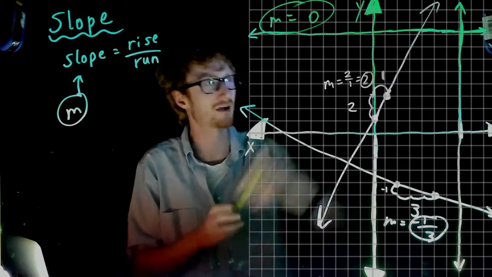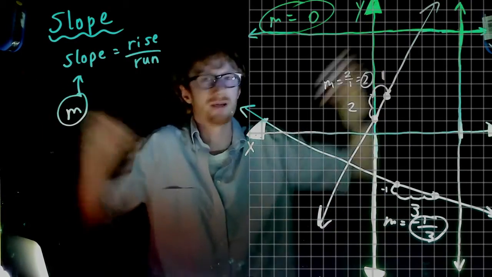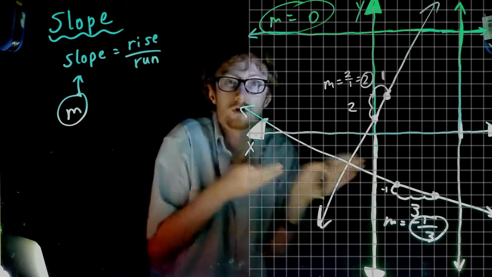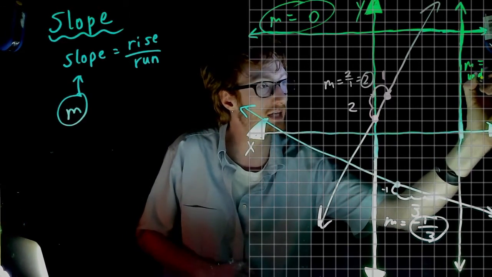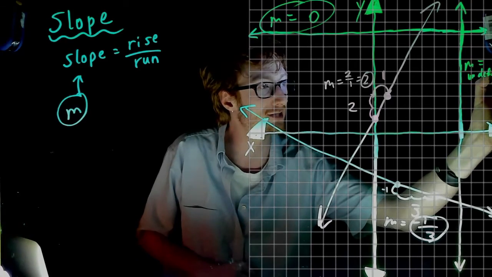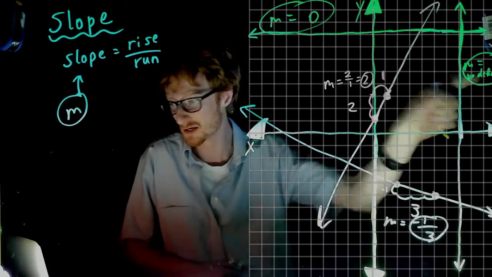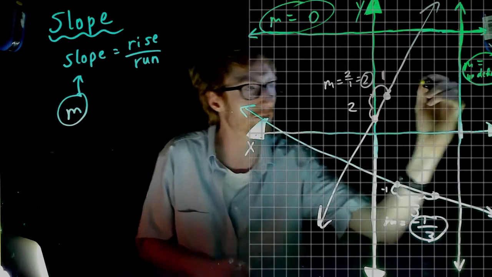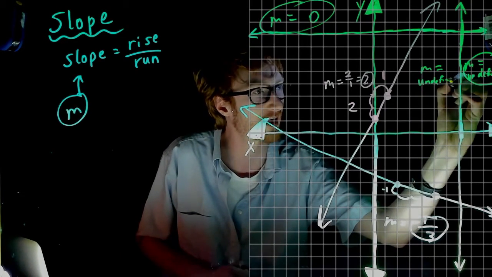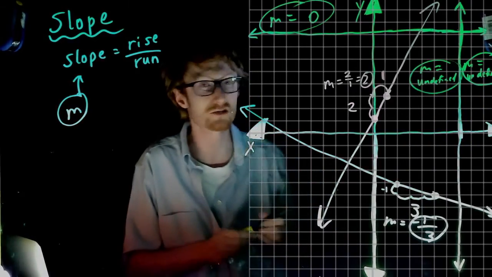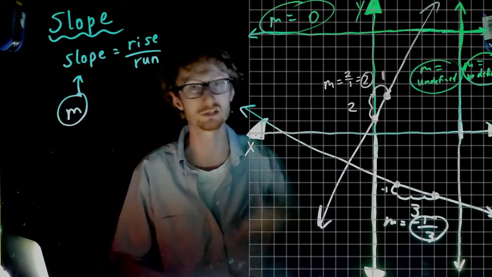Whereas this one right here rises forever, but it never runs. It never goes to the left or right. So this one has an undefined slope. Think about it: you're on a ski slope, and you cannot go up that slope to save your life. I'm going to write it on this side: m equals undefined, because you cannot go up that slope. That one's easy. You just coast, right?